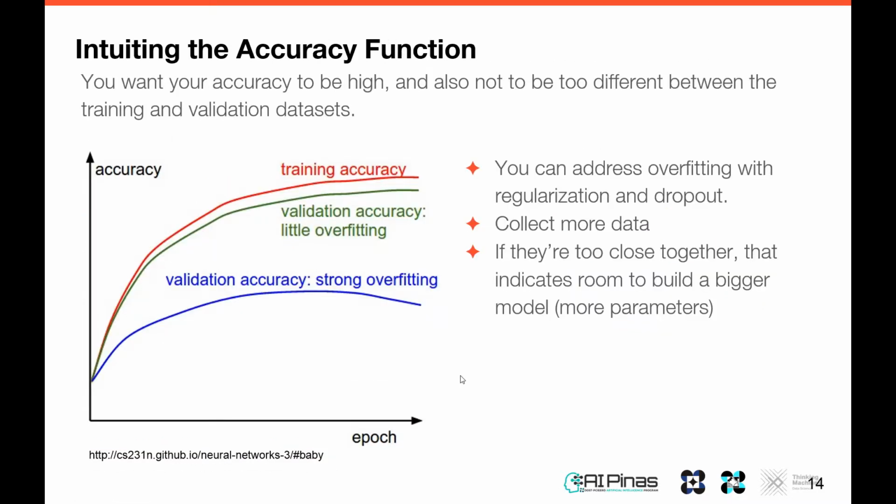So the accuracy function is the other thing we can look at to intuit what's going on. We want better accuracy over time. It just makes intuitive sense: you want loss to go down over time, and you want accuracy to go up over time. You also want accuracy not to be too different between your training and validation sets.